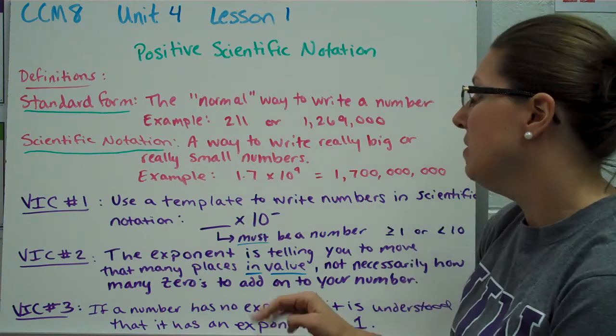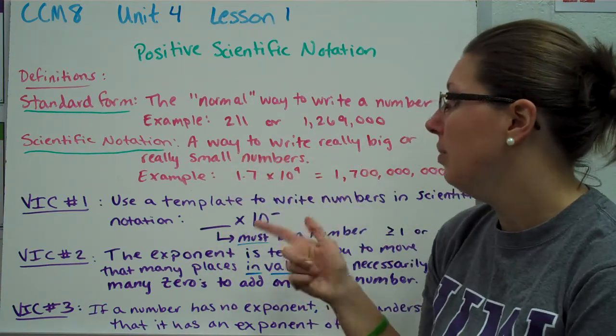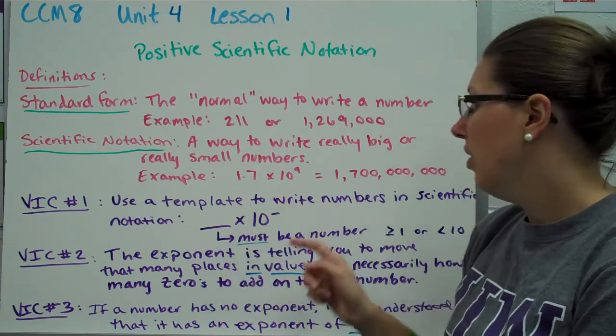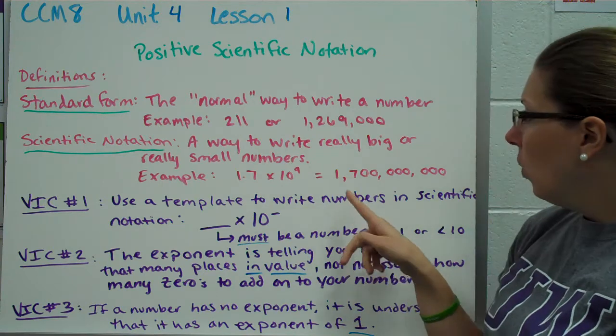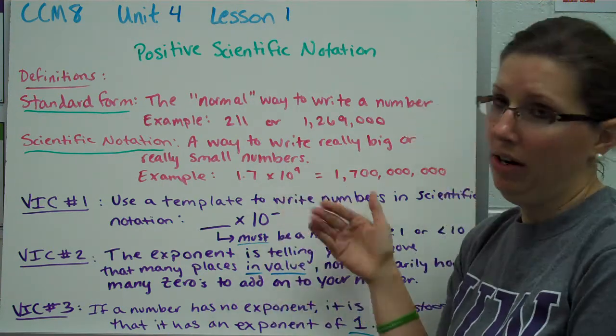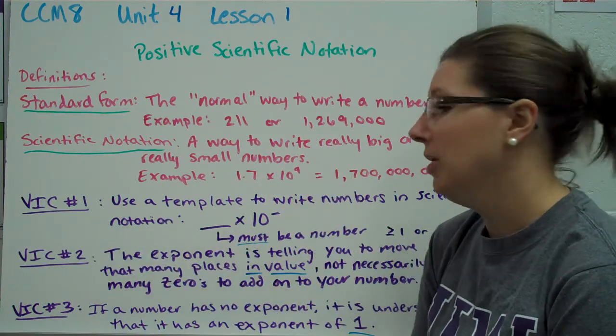Scientific notation is a way to write a really big or really small number. For example, 1.7 times 10 to the 9th power. So that represents 1,700,000,000 when you write it all out. So it's just a way to shorten really large or really small numbers.